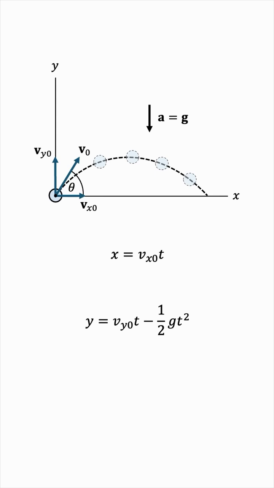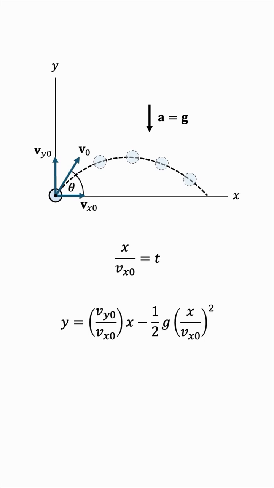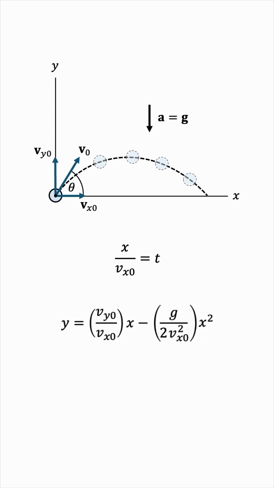So we can find t from the first equation and plug it into the second equation. Let's bring the x outside like that. Apply the square top and bottom on the second pair of brackets and rearrange. Now, the red stuff are constants, so this is basically an equation y equals ax minus bx squared, a quadratic function and therefore a parabola.